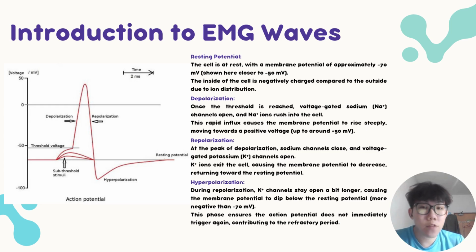Coming to depolarization, the process begins once the threshold is reached and the voltage-gated sodium channels open, and Na plus ions rush into the cell. This rapid influx causes the membrane potential to rise steeply, moving toward a positive voltage. Repolarization: at the peak of depolarization, sodium channels close and voltage-gated potassium channels open. K plus ions exit the cell, causing the membrane potential to decrease, returning toward the resting potential.